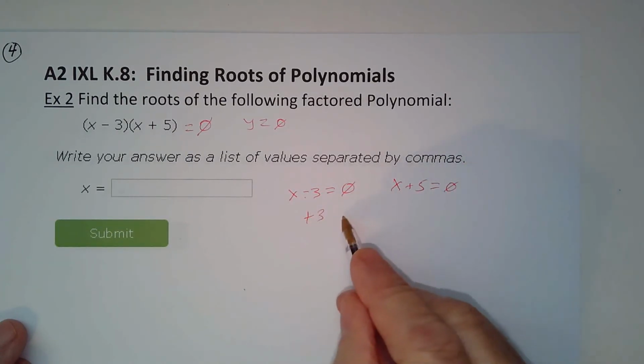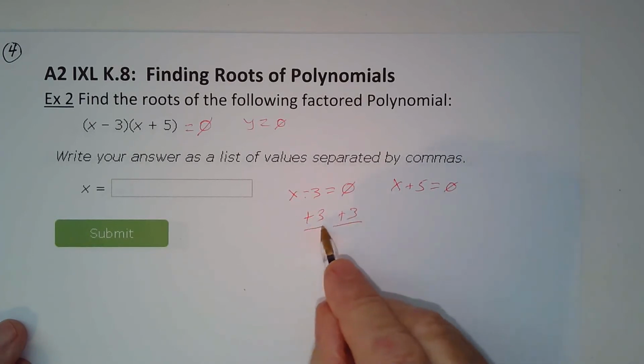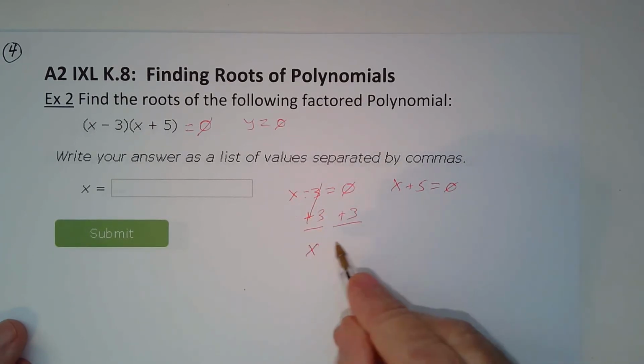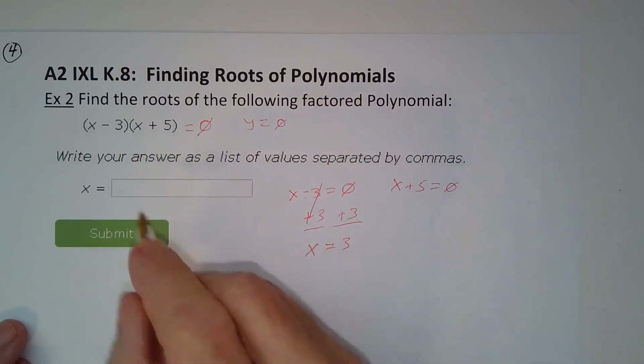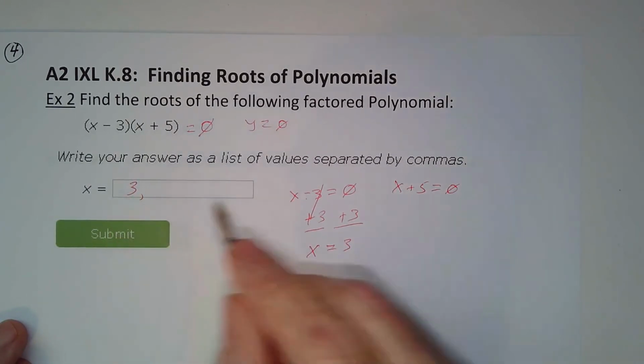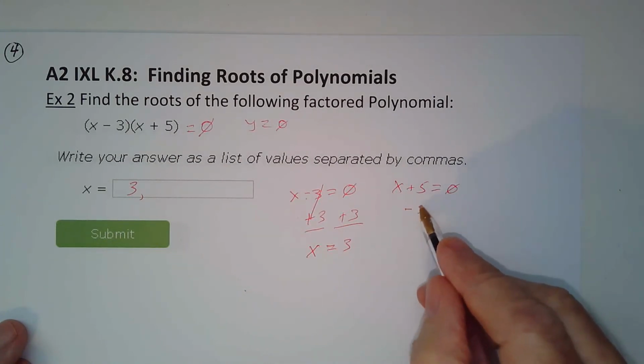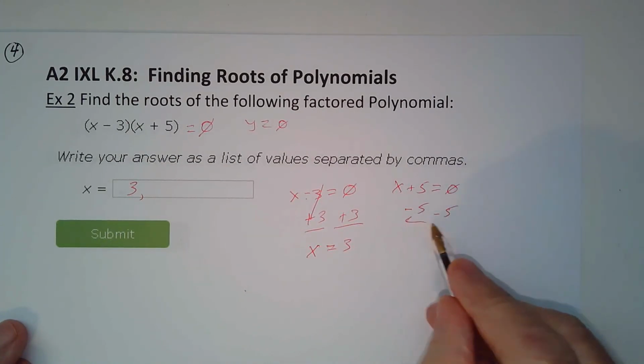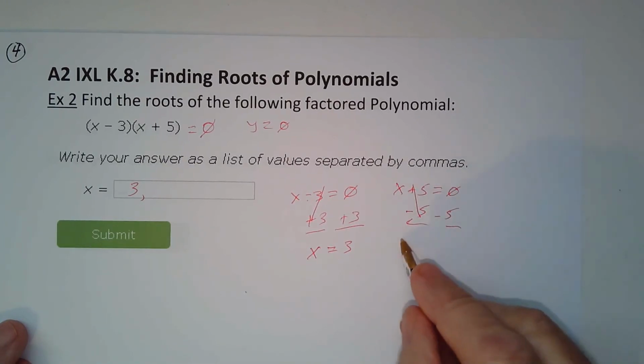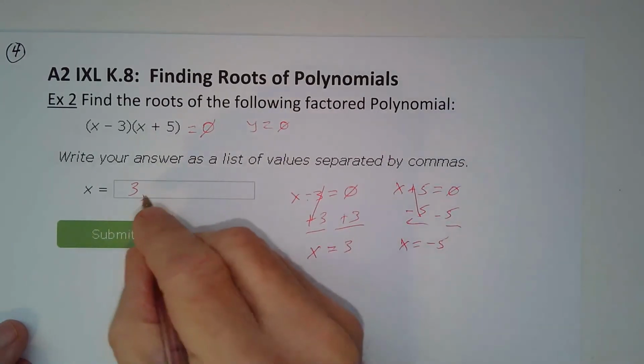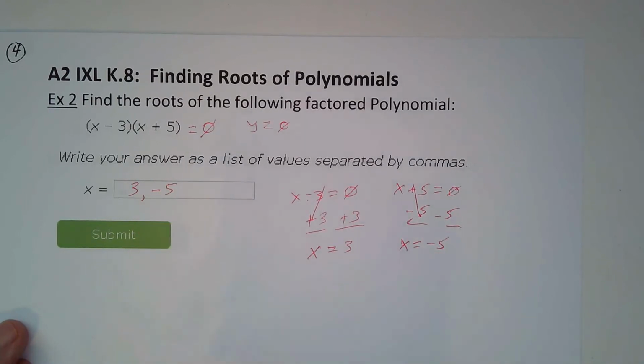So I want to get x by itself. I add 3 to both sides, and the 3 and negative 3 cancel, and I get x equals positive 3. So I'm going to write this here, positive 3. And then I'm going to subtract 5 from both sides over here, and I'm going to get x equals negative 5. So 3, negative 5 is what you get for that. Okay, so that one is a little bit easier to follow, but the rules we've been using cover this and all the other ones. It doesn't change.